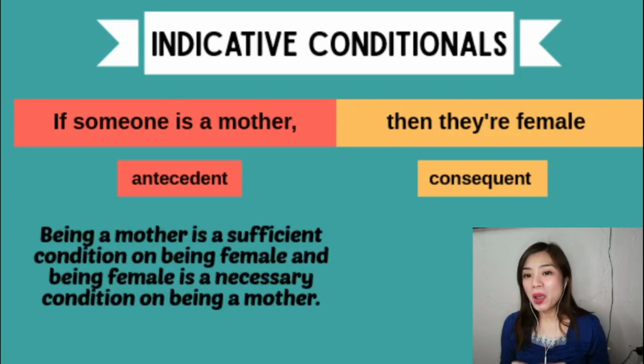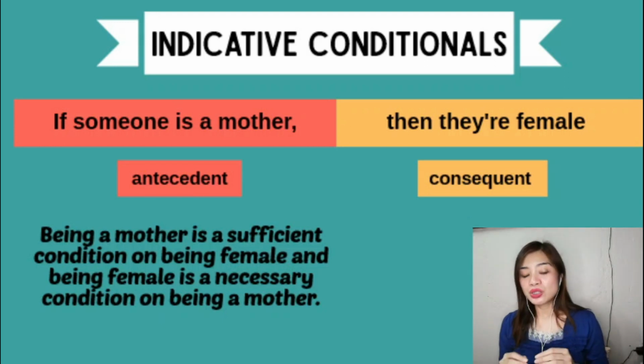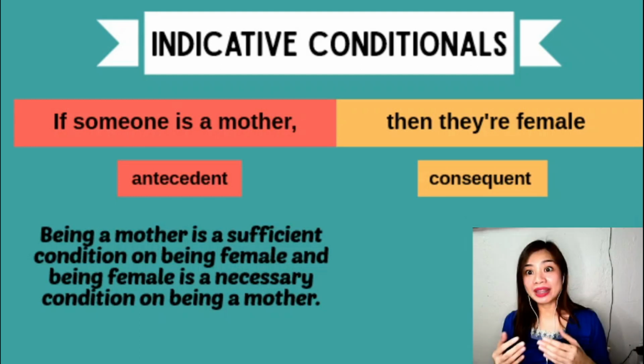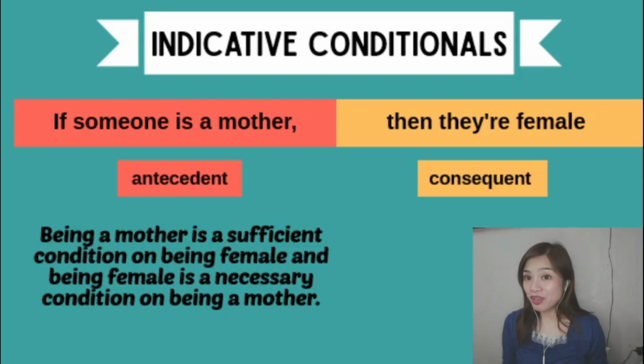On the other hand, being female is necessary for being a mother. If someone is not female, then they can't possibly be a mother. Okay? So I know this sentence is questionable because, of course, technically, motherhood is not gender specific. But just for the sake of distinguishing and showing the relationship of antecedent and consequent, we will use this example, okay? So again, being female is necessary for being a mother. So if someone is not female, they can't possibly be a mother.